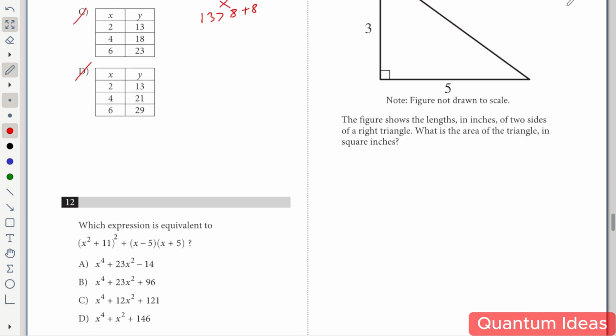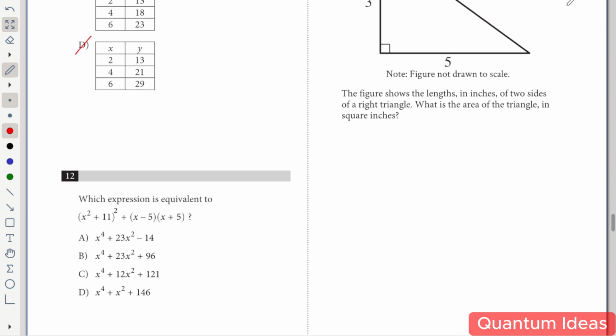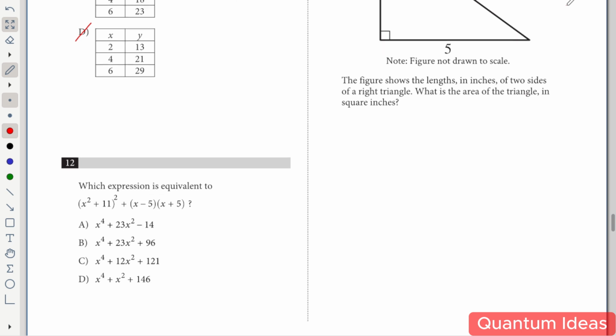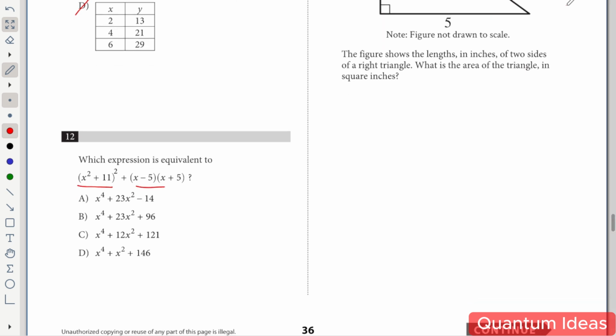Okay, let's move to number 12. Which expression is equivalent to this? This is (a plus b) whole square, and this is the a square minus b square formula, right? So let's open it. x square whole square is x to the power 4, plus 2ab is 22x square, plus 11 square is 121. This is x square minus 25. So this is x to the power 4 plus 22x square plus 121 minus 25. This is plus 96. So our answer is B.